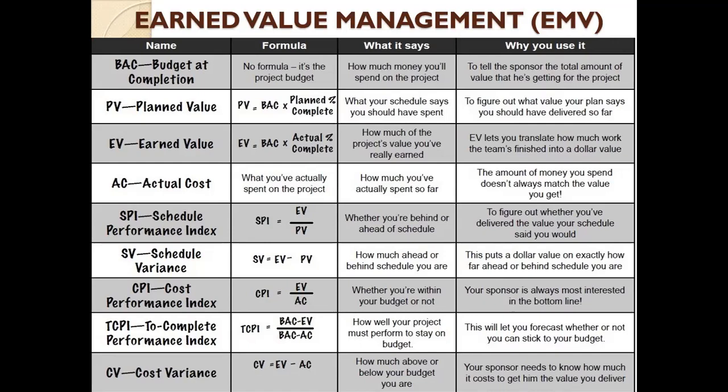Then the next one is actual costs. Very simple. Actual costs. How much you have spent for this project so far? Actual costs. It means the amount that has gone into the project at that particular time they are asking you. That's what we call actual cost. How much have we spent on this project so far? Actual cost.